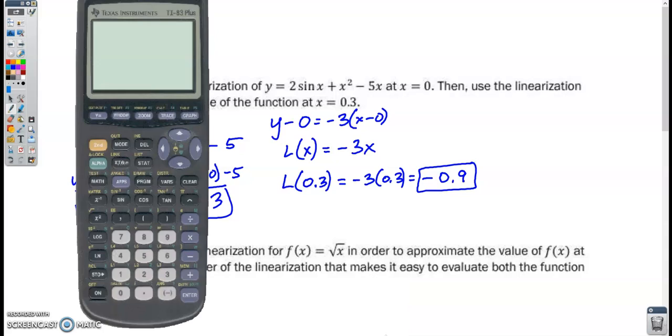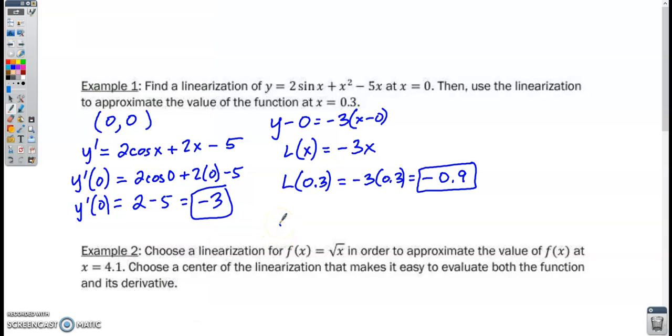Let's see how good that is. The actual value of this function is, let's see, 2 sine of 0.3 plus 0.3 squared minus 5 times 0.3. And the actual value is negative 0.819. So that's not too bad, especially because 0.3 is a little far away from 0 compared to how we will typically use linearizations. It's close, but not super close.